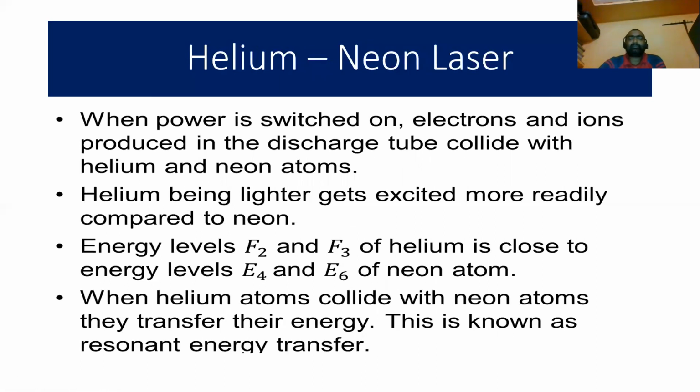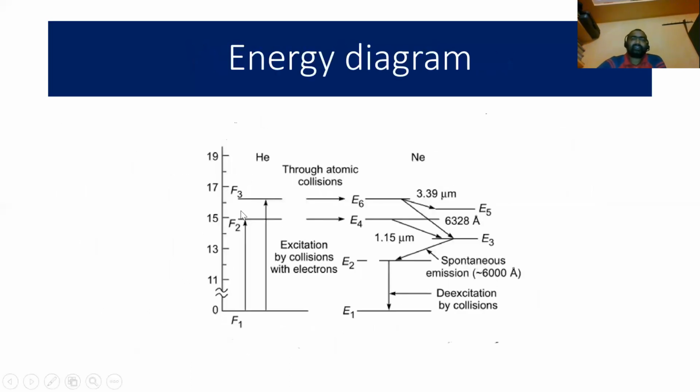When a helium atom collides with a neon atom, they transfer their energy. This is known as resonant energy transfer. So whenever an excited helium atom, either from F2 or from F3, makes a collision with a ground state neon atom, the neon atom gets the energy of the helium atom. Which one? Neon atoms get the energy from the helium atom.